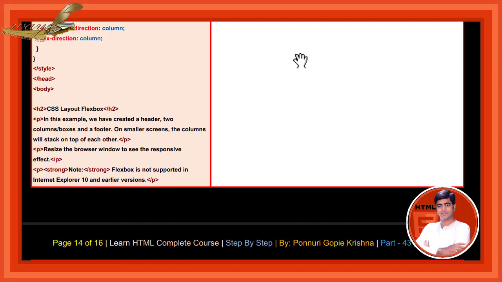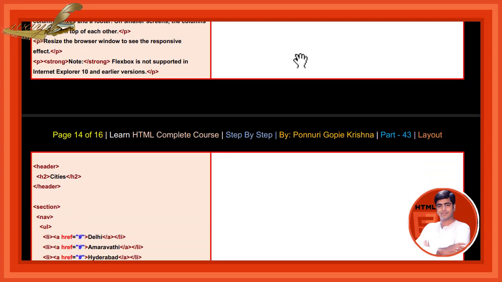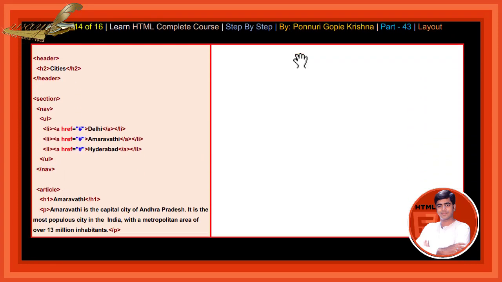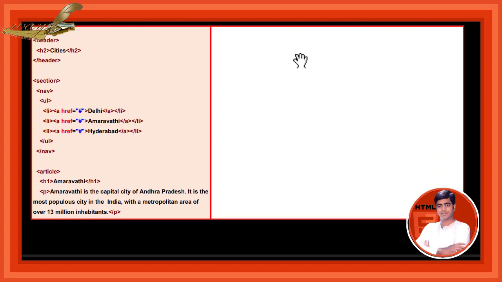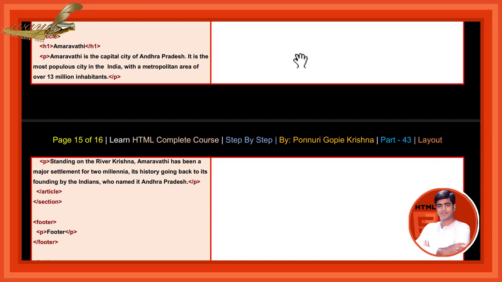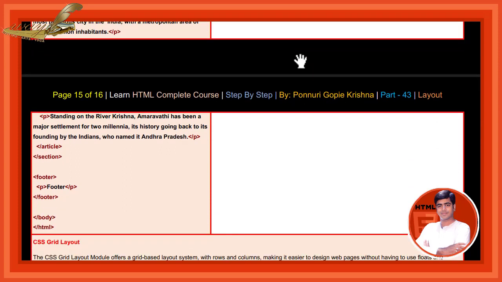CSS layout flexbox. In this example, we have created the header, 2 columns or boxes and a footer. On small screens, the columns will stack on top of each other. This is the browser window to see the responsive effect. Strong note: Flexbox is not supported in Internet Explorer 10 and earlier versions. Headers: see cities. Here we are using href #Delhi, #Amravati, #Hyderabad. Amravati, we have given some information like that. Here footer, again we are using footer, body, html, close.